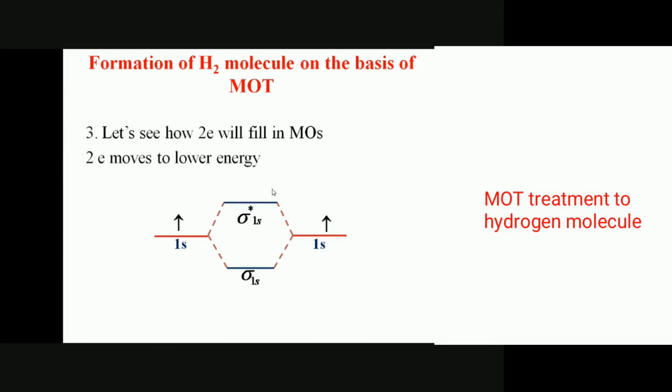But in the case of the hydrogen molecule, the two electrons will have to reach the bonding molecular orbital like this. This is the placement of two electrons in the sigma bonding molecular orbital. Now, in the sigma bonding molecular orbital, we followed the Aufbau principle. Hund's rule is not applied here.